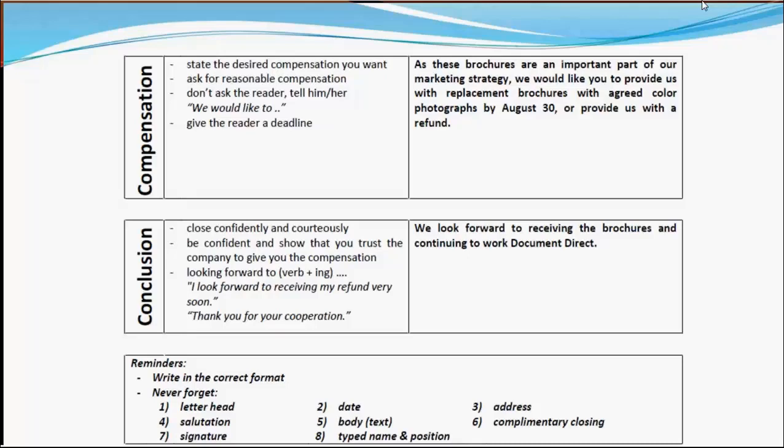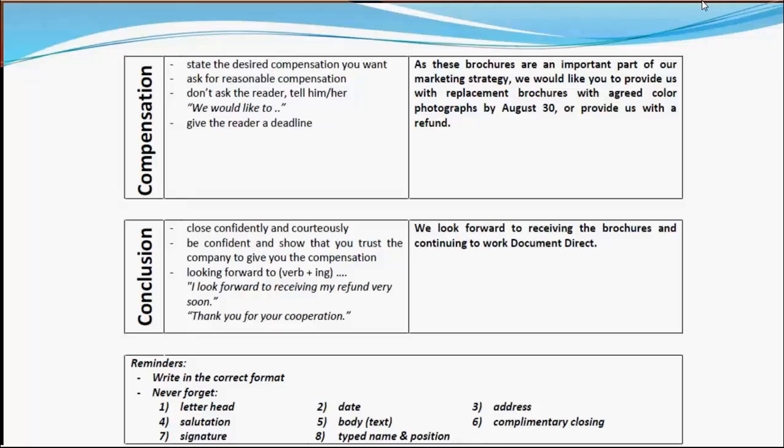So close confidently and courteously, politely. Be confident and show that you trust the company to give you the compensation. Looking forward to receiving. I'll be receiving. So you use to plus verb-ing. Looking forward to receiving. Okay. And thank you for your cooperation. You finish courteously. Thank you for your cooperation.